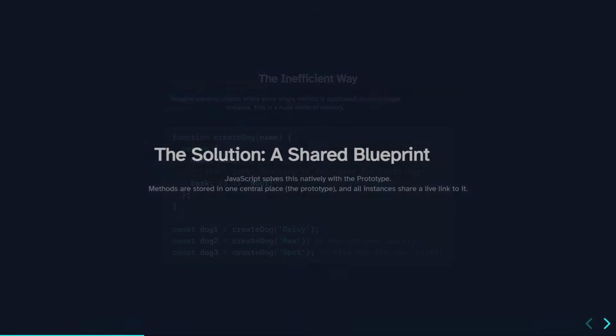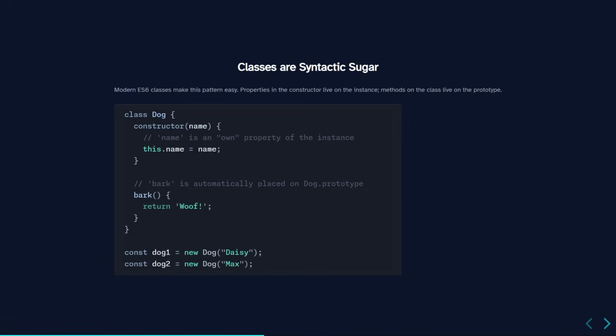JavaScript solves this problem with elegance. Instead of duplicating methods, it stores them in a single central object, the prototype. Every instance we create doesn't get a copy. Instead, it gets a live secret link to that shared blueprint. Modern ES6 classes make this pattern incredibly easy to use. In fact, they are often called syntactic sugar because they provide a cleaner syntax for this underlying prototype mechanism.